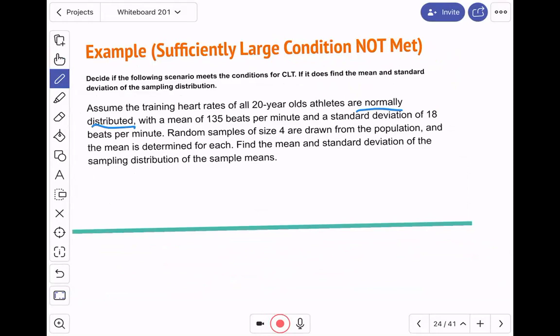So my first question is this: do I have a sample size? Yes or no? Do I have a sample size?